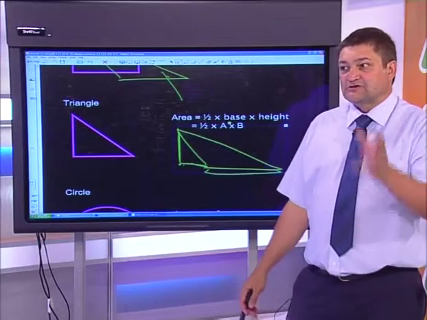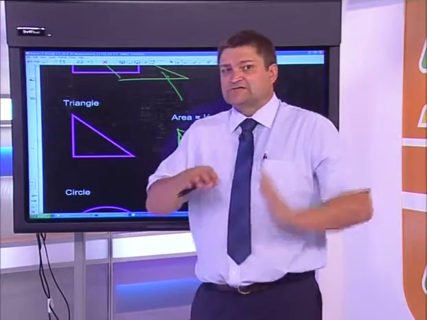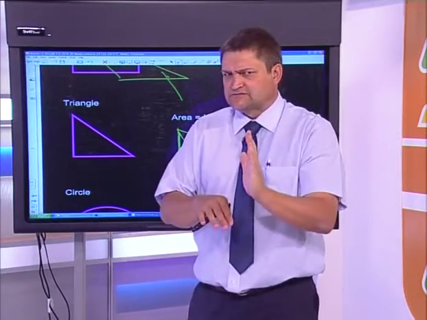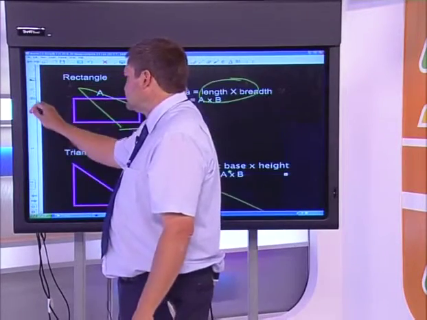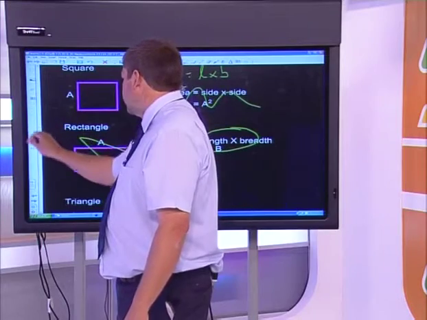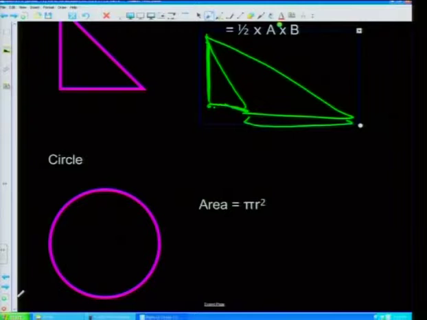Okay, so finding the area of a triangle is half times the base times that perpendicular height. Got that? And again, that's a formula that's normally given in an examination. Then we started looking at a circle, and we said that the area of a circle is pi times r squared.